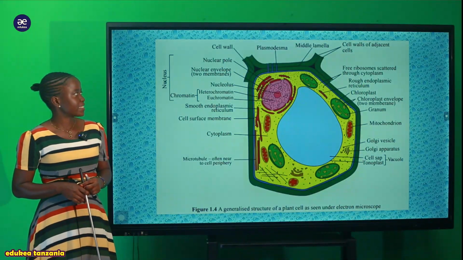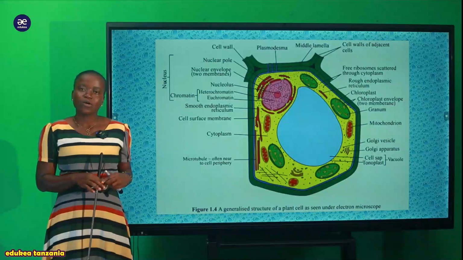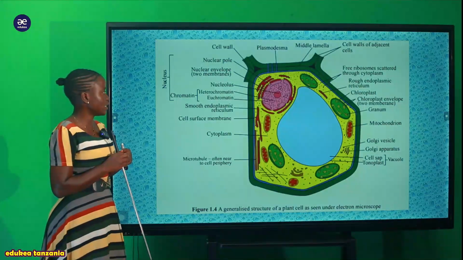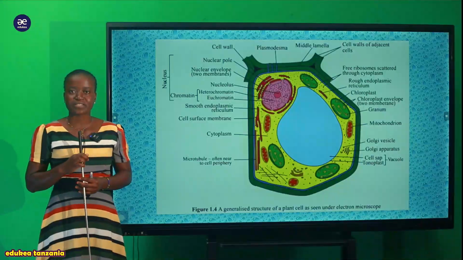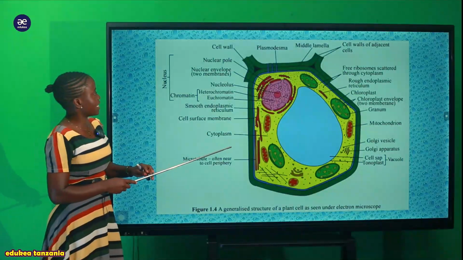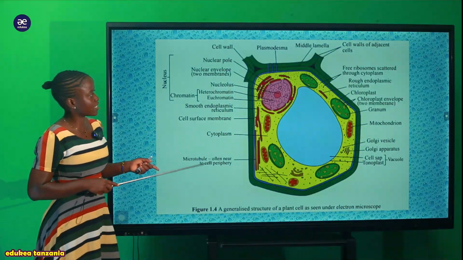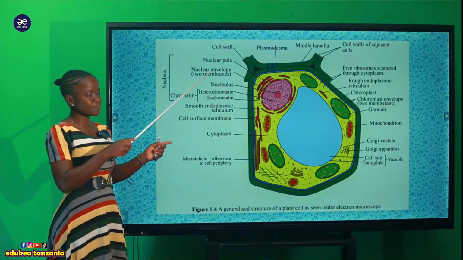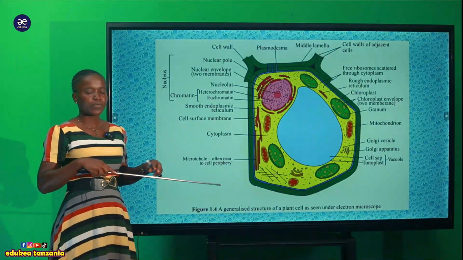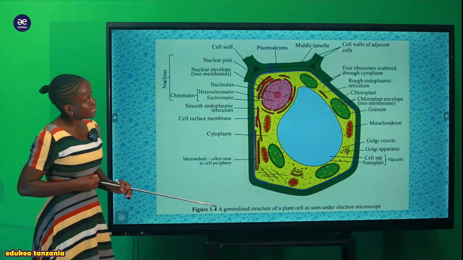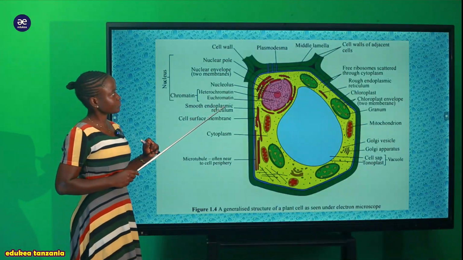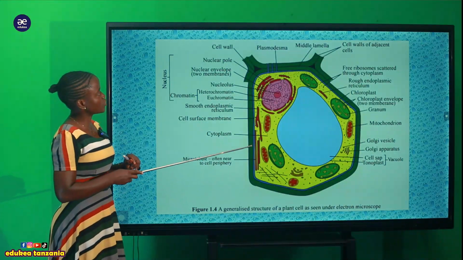We have seen that there are structures which are well observable. Ukiangalia tu hii structure ya plant cell unaweza ukaiona au unaweza ukaitambua kwa urahisi zaidi. Tukianza na, now let's see the structure of a plant cell starting from the outside, then we will enter inside of this plant cell.